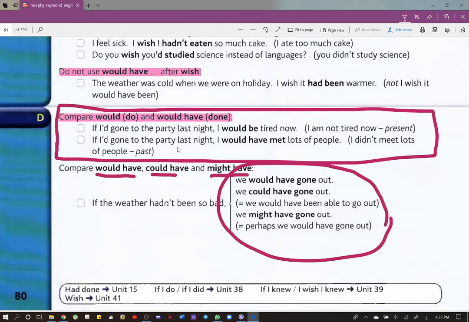If I'd gone to the party last night I would have met lots of people.